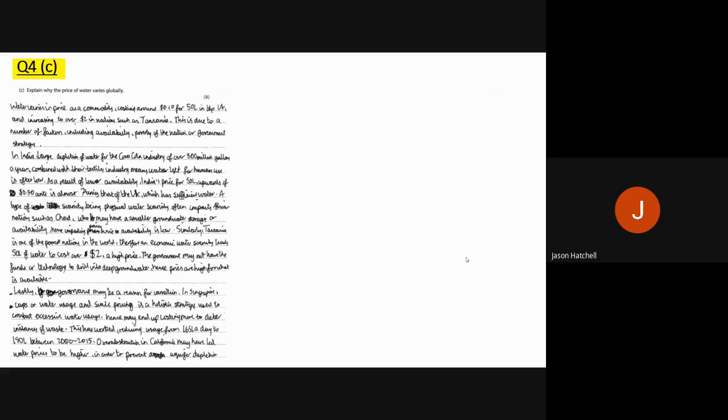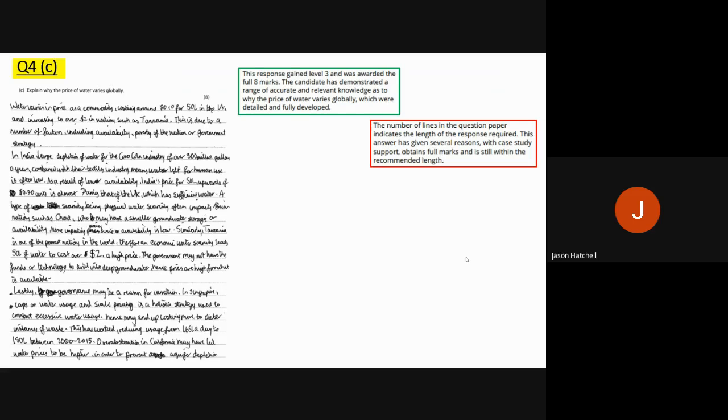So the answer on screen for you was an answer that gained the full 8 marks, and it is also an answer that uses examples particularly well. So let me just run through what this candidate said. This candidate said that water in the UK costs around 10 US cents per 50 litres, whereas in nations such as Tanzania, it costs $2 per 50 litres. So this is due to things like availability, poverty, government strategies, etc.